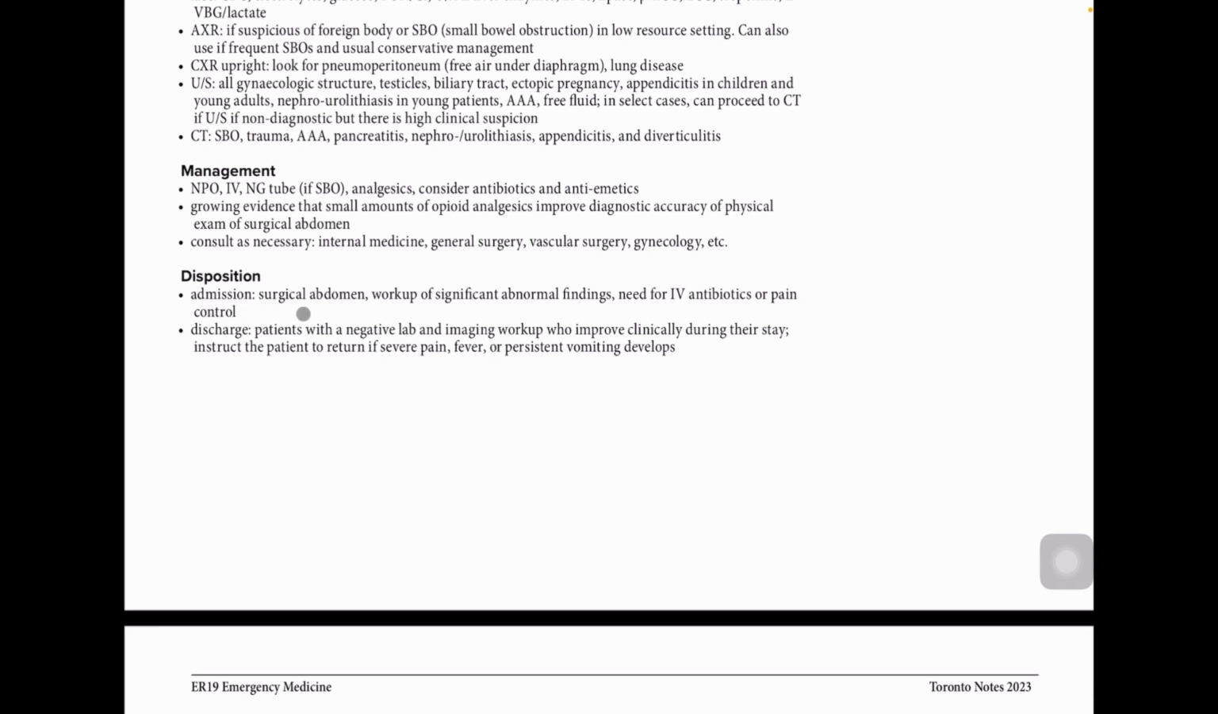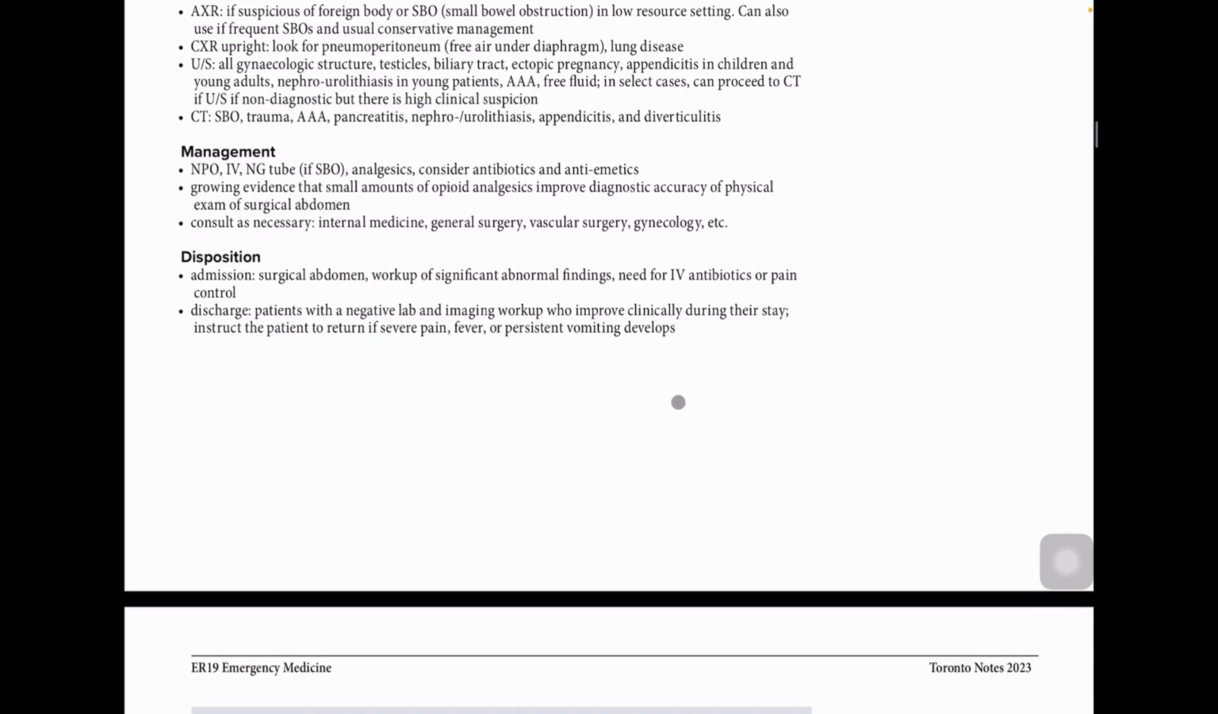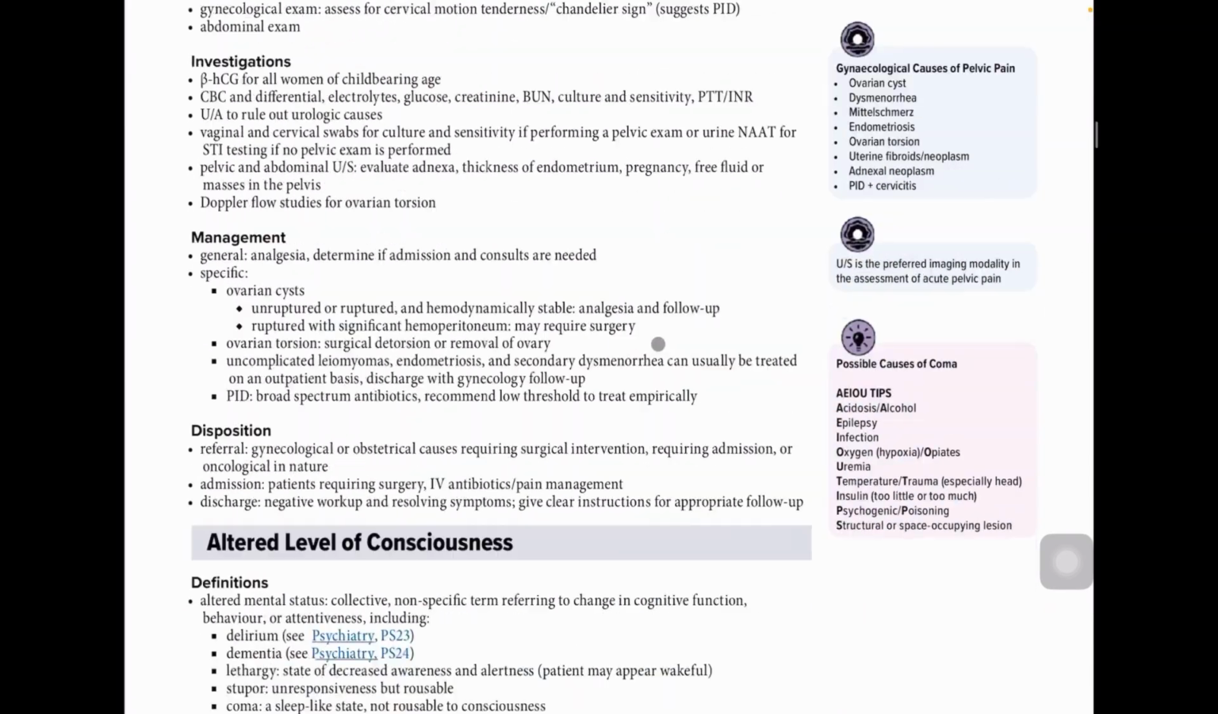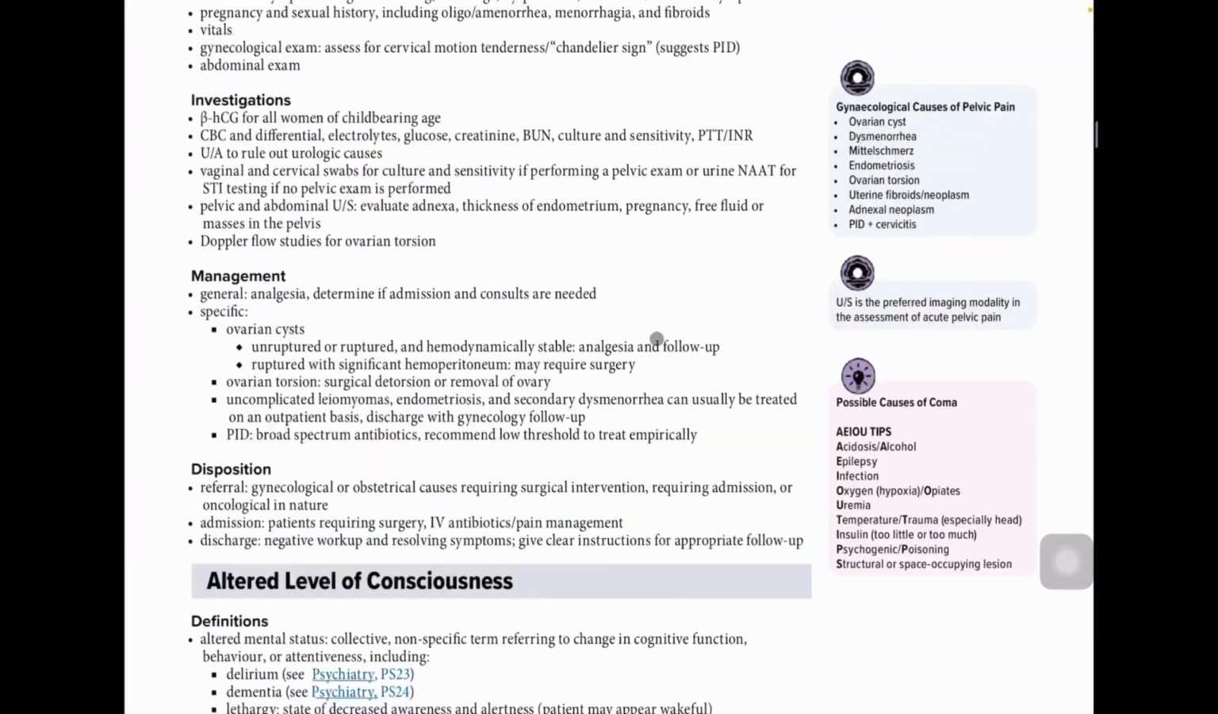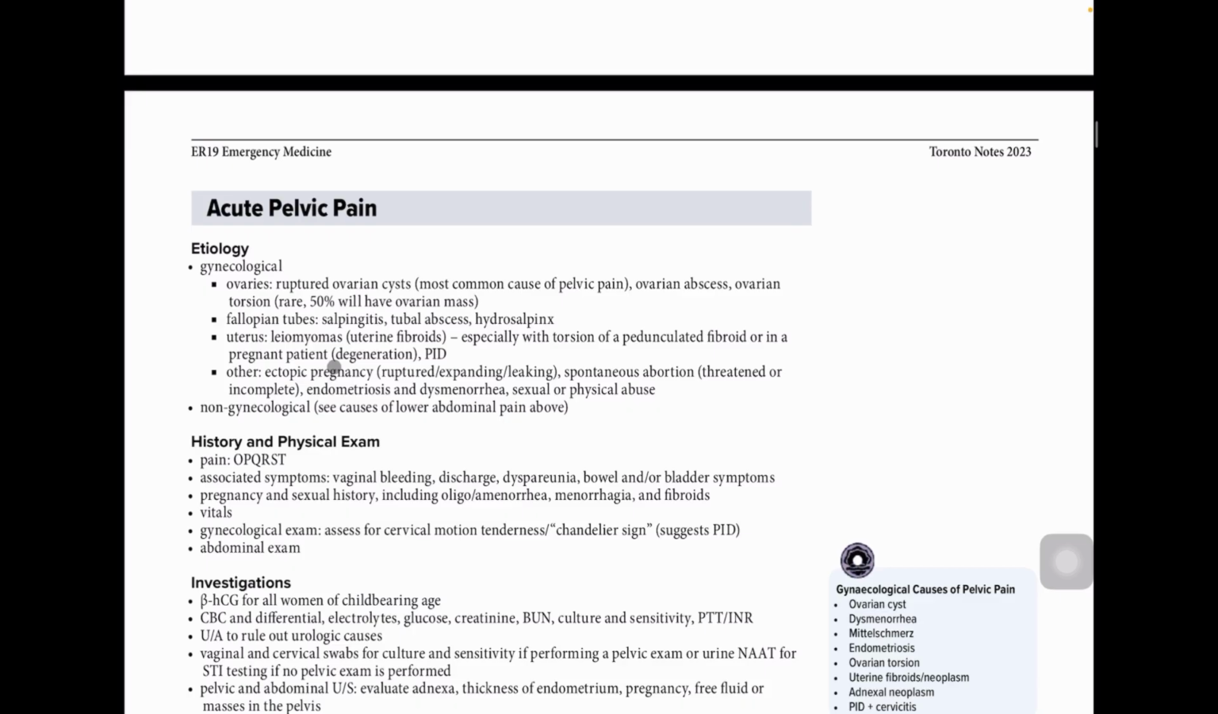When to admit: surgical abdomen, workup for significant abnormal findings and need for IV antibiotics or pain control. Discharge when everything is negative and the patient is improving, and just do safety netting, let him know about severe pain, fever, and persistent vomiting, then he needs to return. So pelvic pain will be covered in another section where gynecological conditions are considered, because in pelvic pain you mostly consider the gynecological conditions you can see here.